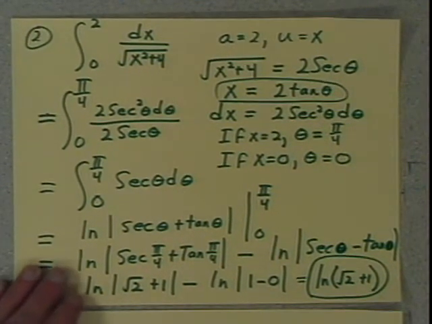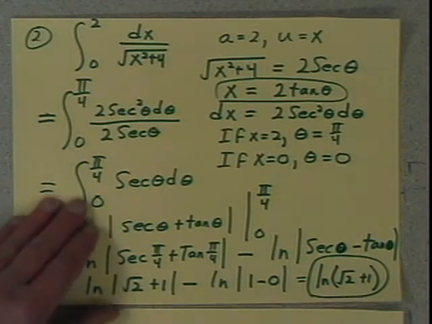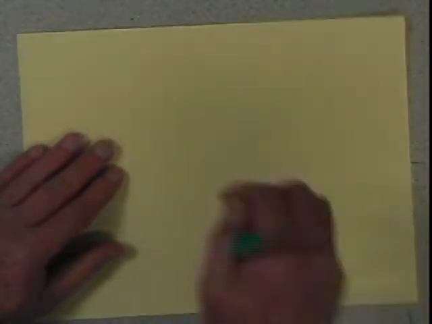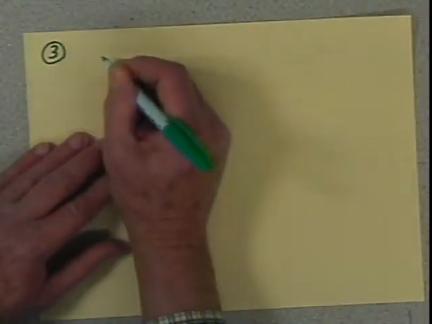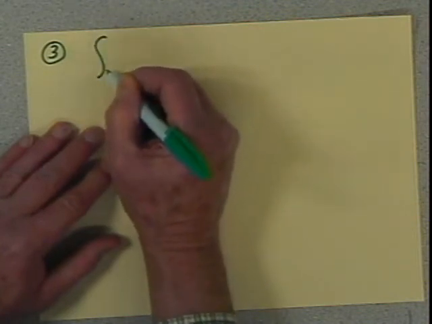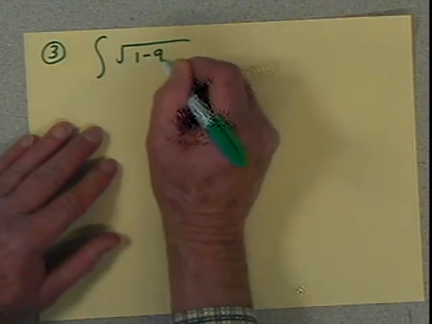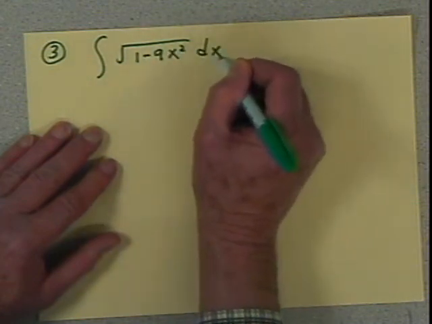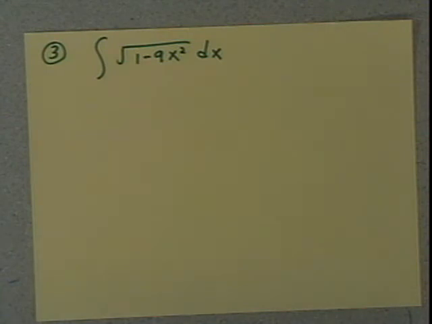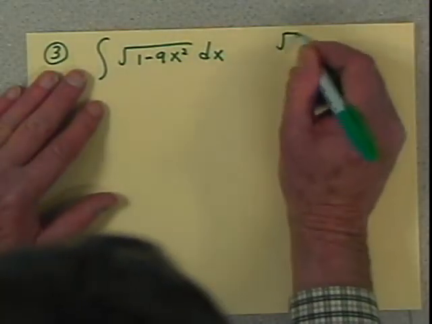Any other questions on second example? Okay, now you're ready for another nasty one. Here's number 3. It's an indefinite integral. It happens to be the square root of 1 minus 9x squared dx. Now I want it to match one of these.